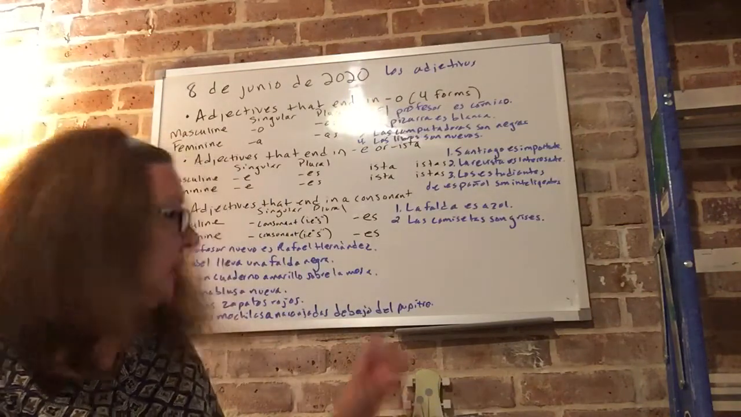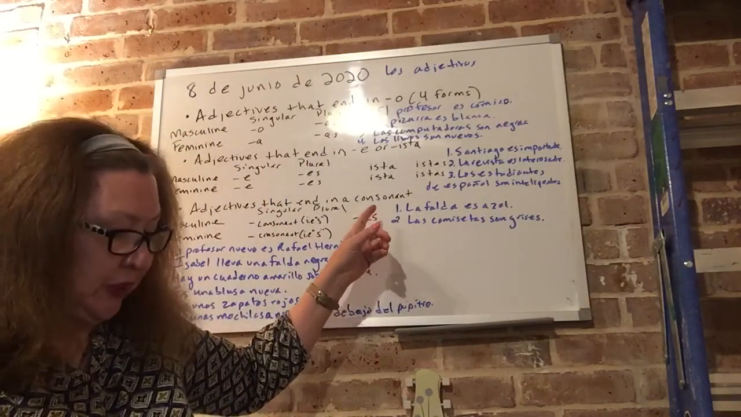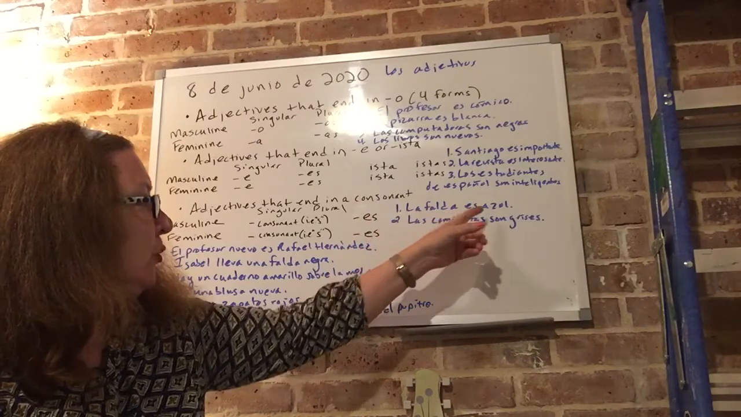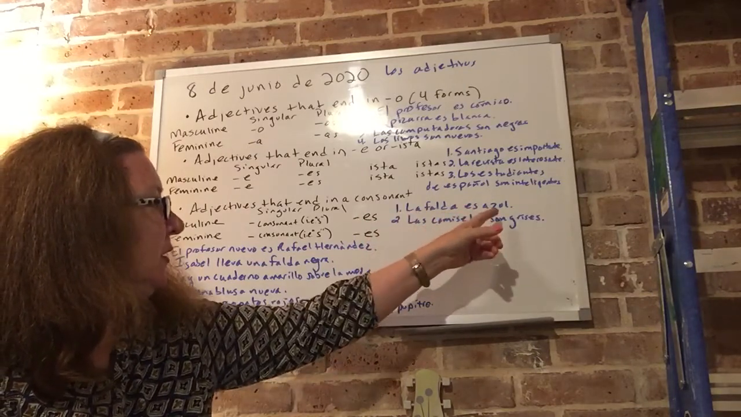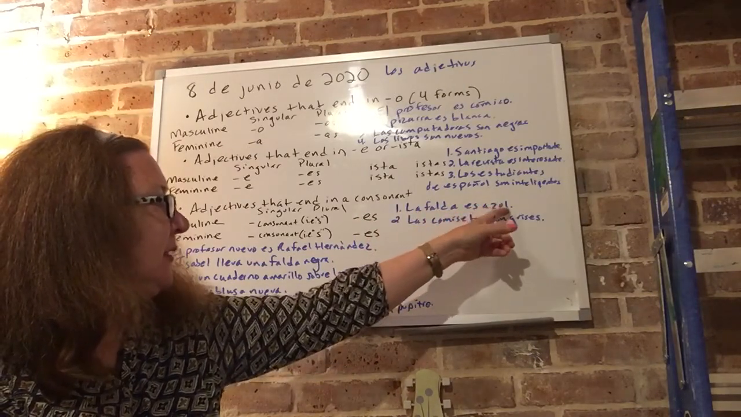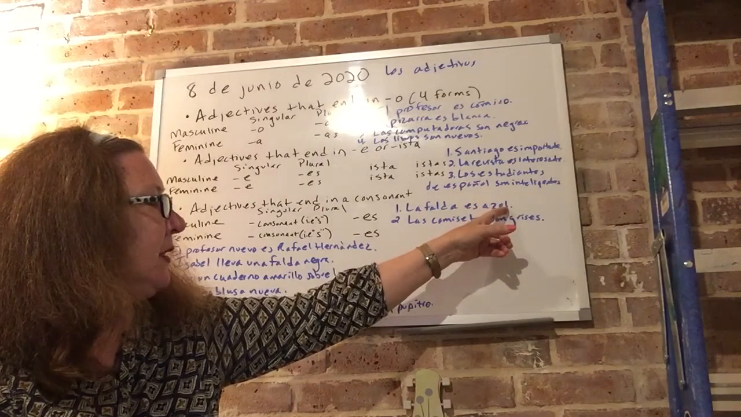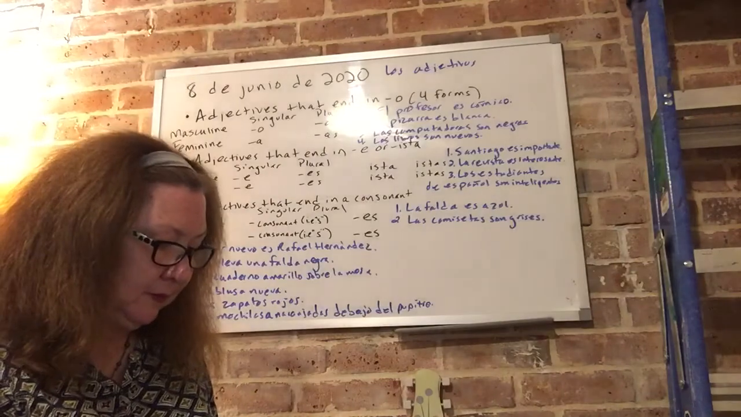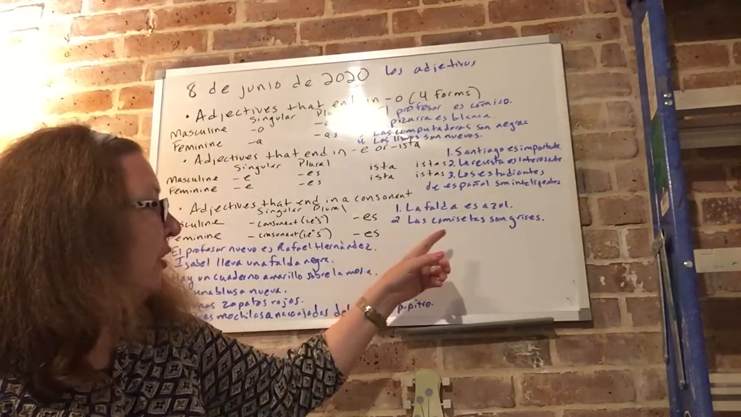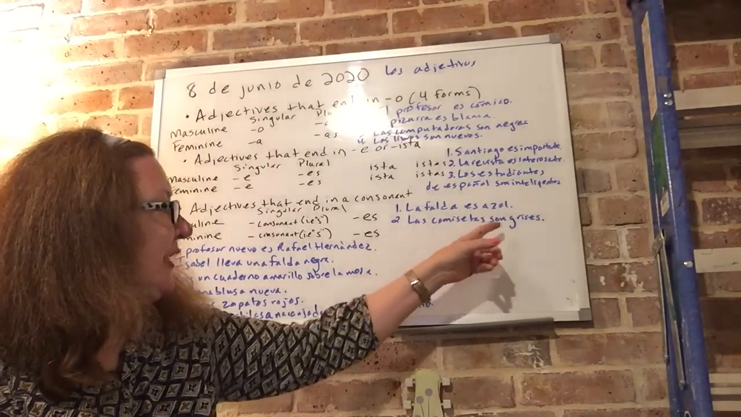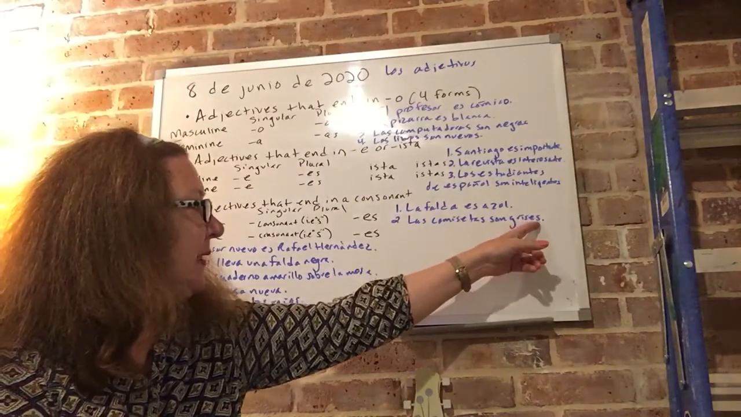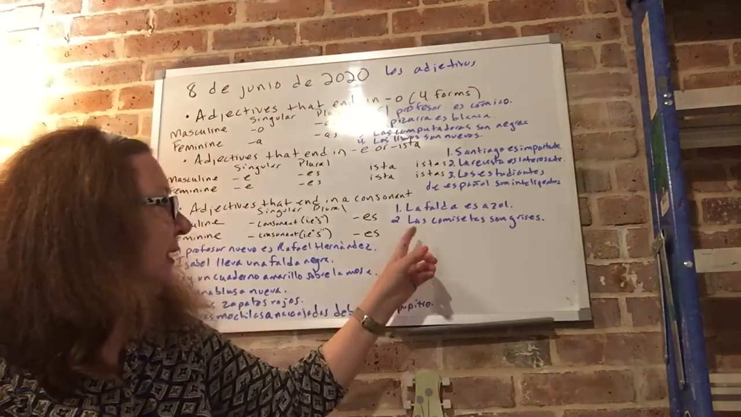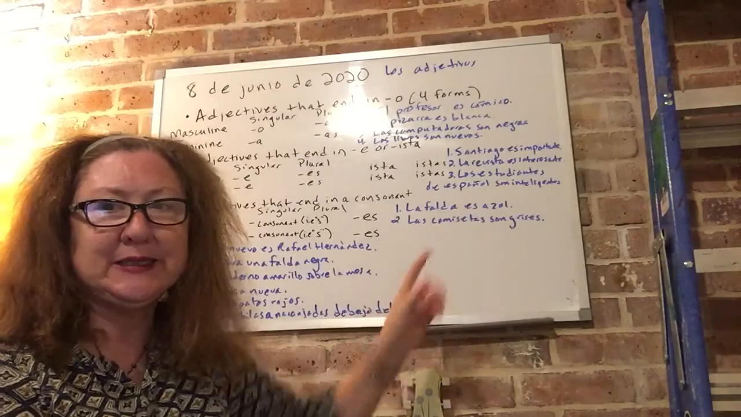Okay, número uno, the skirt is blue. La falda es azul. So it's feminine, but it ends in a consonant, so it just stays with the consonant. The t-shirts are gray. Las camisetas son grises. So we just add the es to the adjective.